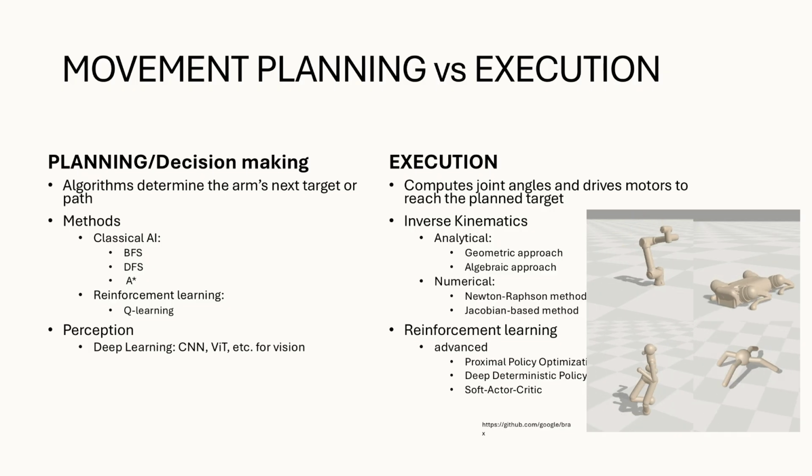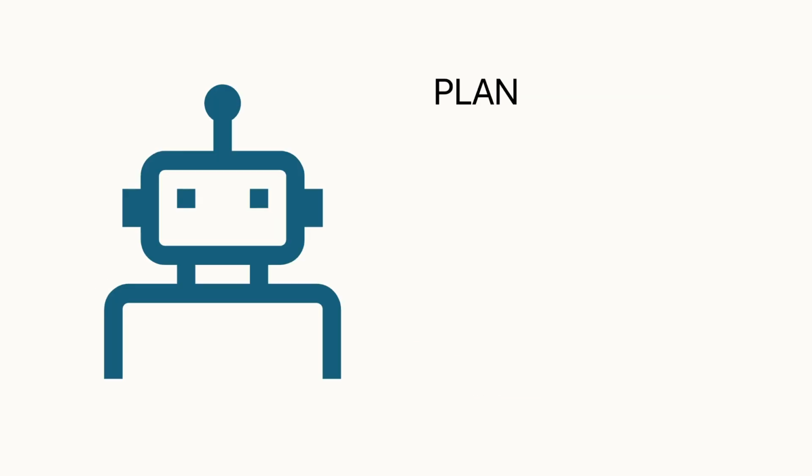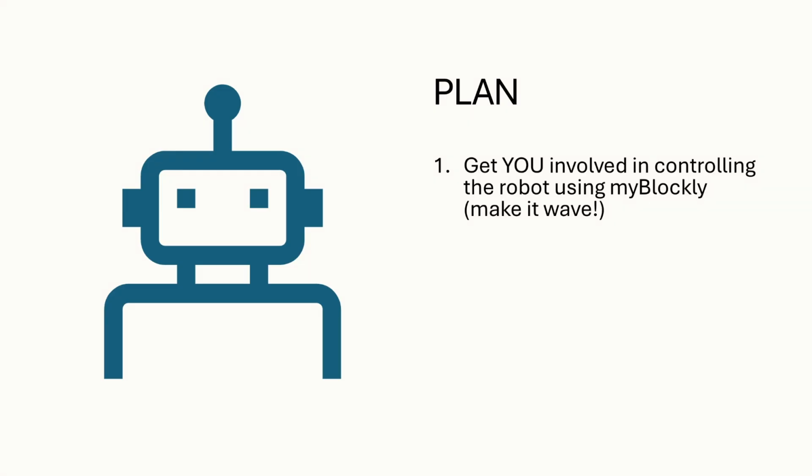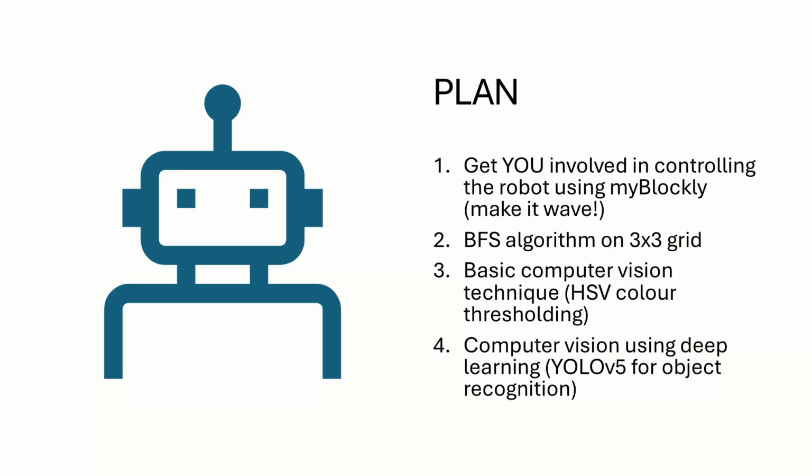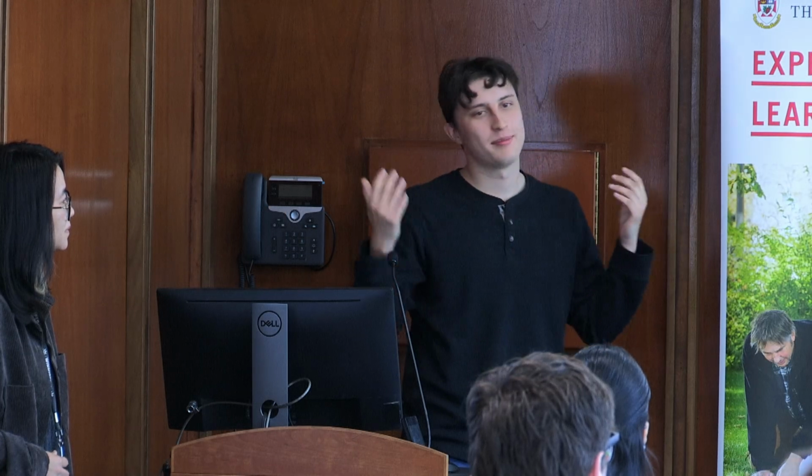So I set up 4 demonstrations, expanding the scope of the robot. We started with MyBlockly, just getting it to move simply, making it wave. And then I personally made the breadth-first search algorithm. So we just did a 3x3 grid. The robot was aware of the locations of the grid, and we placed a cube. And with it, it did a breadth-first search and found the block and picked it up and moved it.